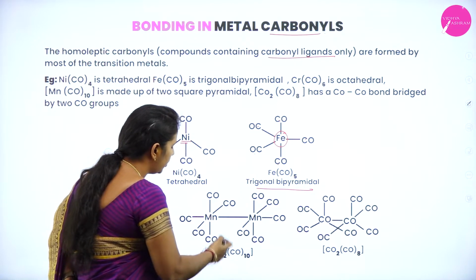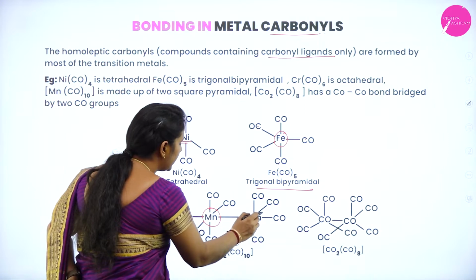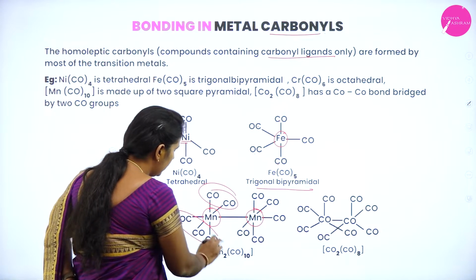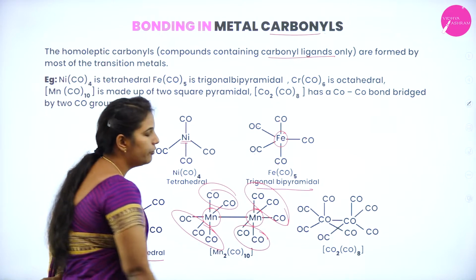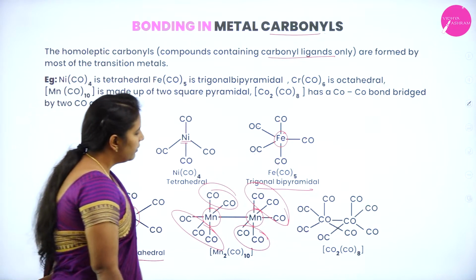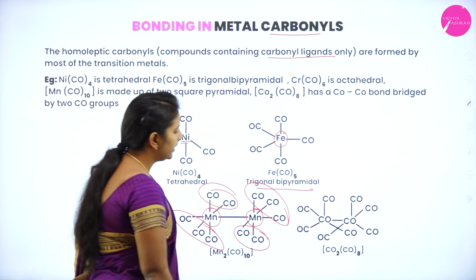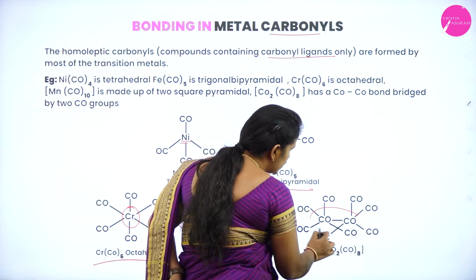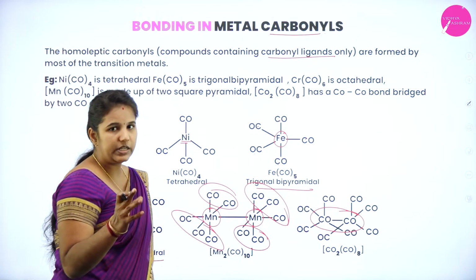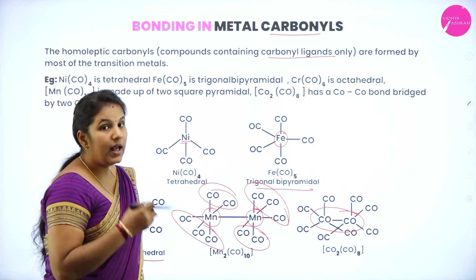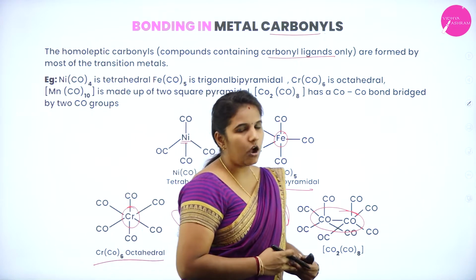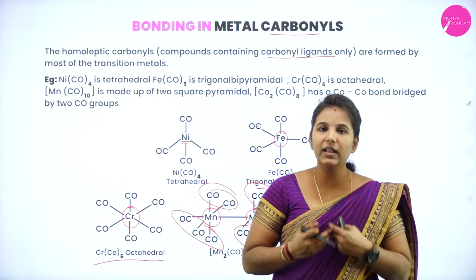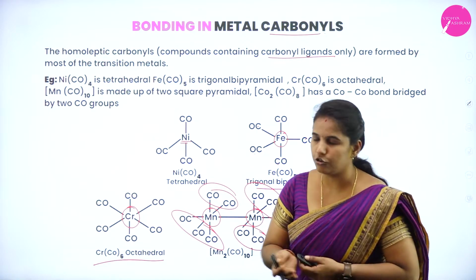This is decacarbonyl dimanganese, which consists of 2 metal atoms, each surrounded by 5 carbonyl groups. And we have one more example, Co2(CO)8. In that you can see that between the two cobalt atoms, a bridge is formed. This indicates that metal carbonyls are very strong, as we have studied with coordination compounds, and it is a special case where the metals are directly bonded to the carbonyl group.